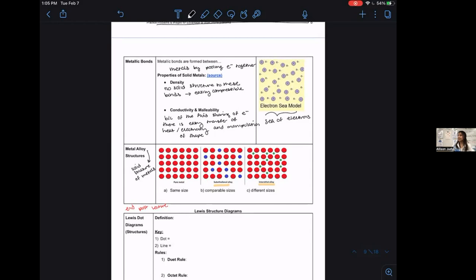Okay. Sulfur and iodine, polar, nonpolar? Nonpolar. So can you draw any dipole moment? No. Okay. Carbon and hydrogen?